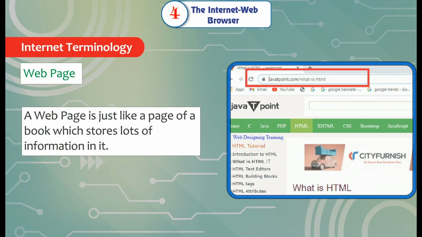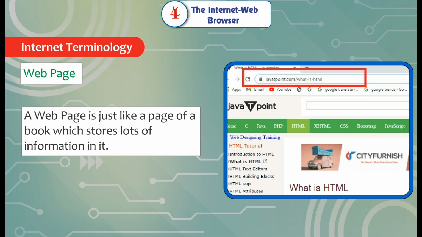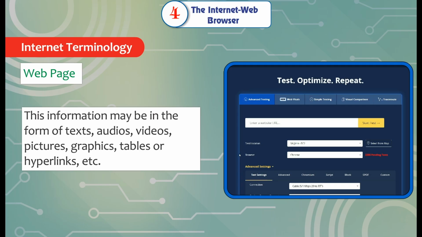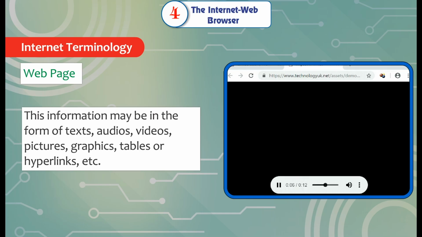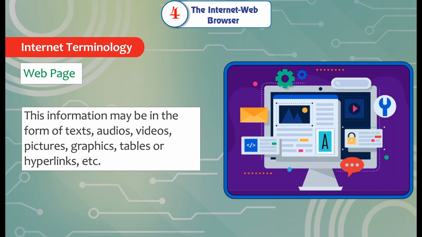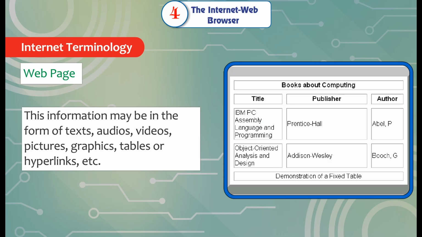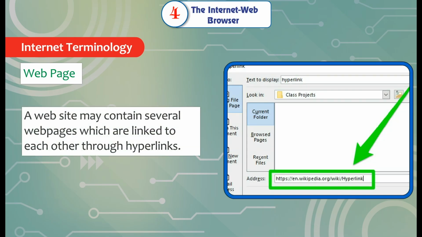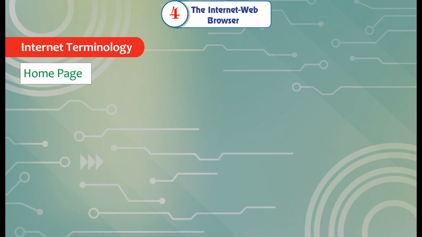Web page. A web page is just like a page of a book which stores lots of information in it. This information may be in the form of texts, audios, videos, pictures, graphics, tables, or hyperlinks, etc. A web page is a web document which is a part of the website. A website may contain several web pages which are linked to each other through hyperlinks. Home page.